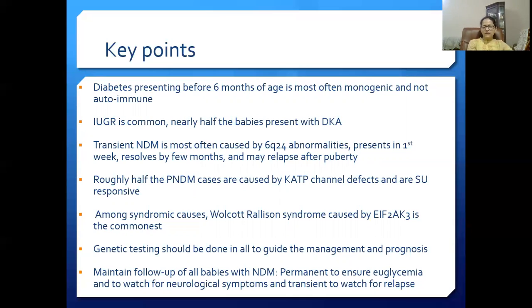Genetic testing should be done in all babies presenting before 6 months of age and in those between 6 to 12 months of age if autoantibodies are negative, in order to guide the management and prognosis. Maintain the follow-up of all babies with neonatal diabetes. In permanent neonatal diabetes, this is to ensure that euglycemia is maintained. And even in sulfonylurea responsive, sometimes these families tend to think that, okay, now everything is fine. We don't need to follow up with the doctor, but it is important for us to maintain their follow-up to watch for neurological symptoms. And in transient neonatal diabetes, we need to follow up to watch for relapse.